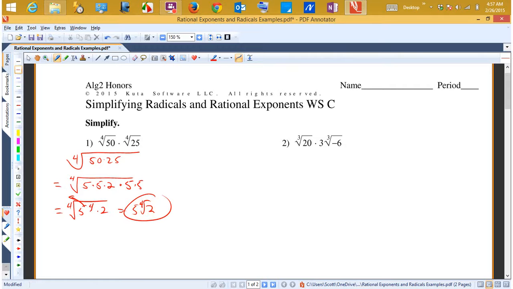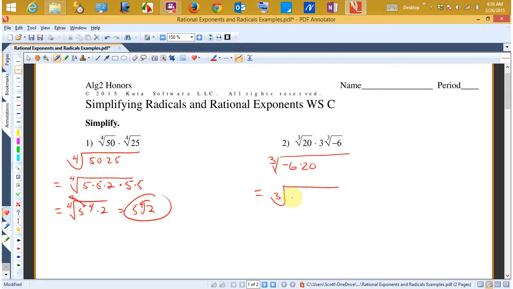The next one will work the same way. So I'm going to combine those under one radical. So I'm going to have 20 times the negative 6. And we're going to take the cube root of that. So let's break that up into the factors. You could do that by a factor tree, but it's just as easy to do it underneath the radical.